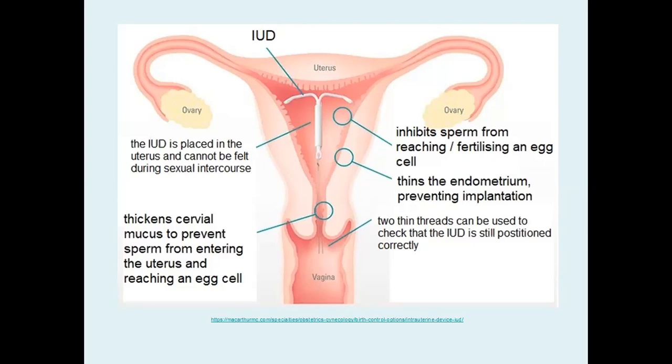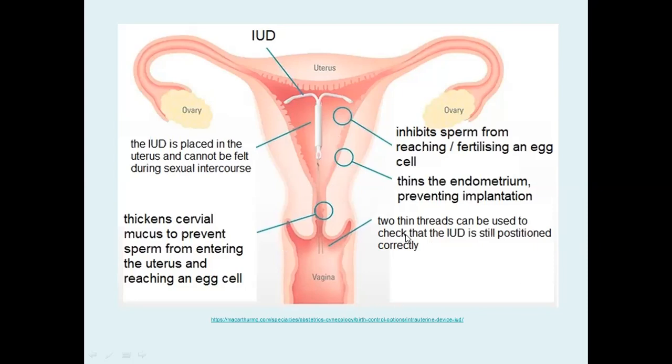And then the third way in which IUDs work, so the first one is thicken the cervical mucus. The second one is prevents sperm from reaching or fertilizing an egg cell. And the third way is it thins the endometrium. And therefore, if by any chance fertilization occurs, that little embryo can't implant in the endometrium because the endometrium is too thin. Okay, so those are the 3 ways in which an IUD is thought to prevent pregnancy.